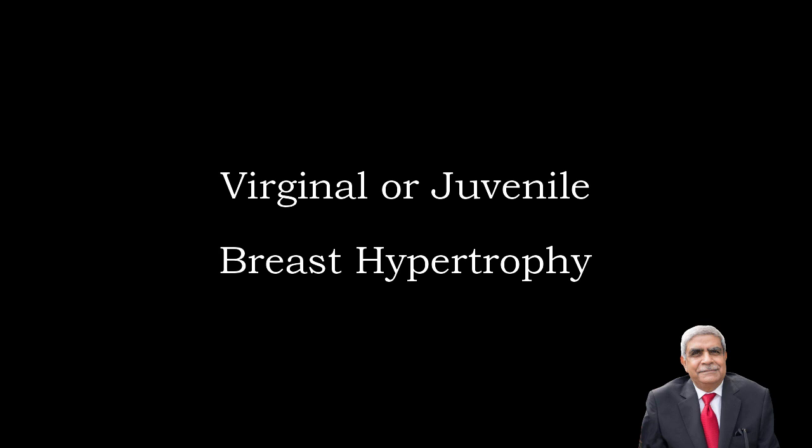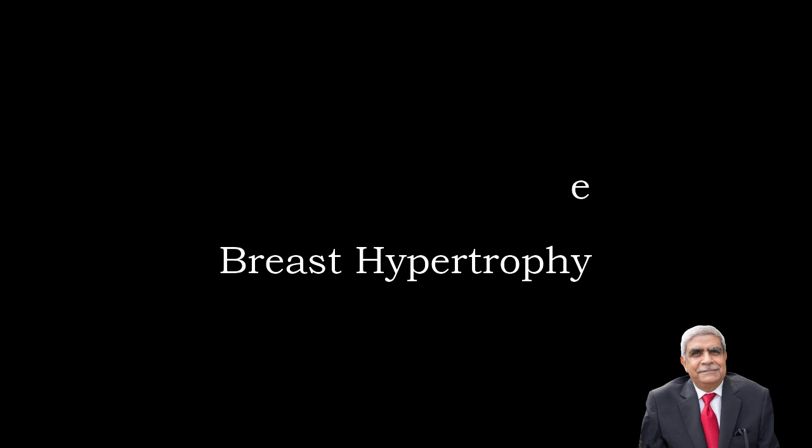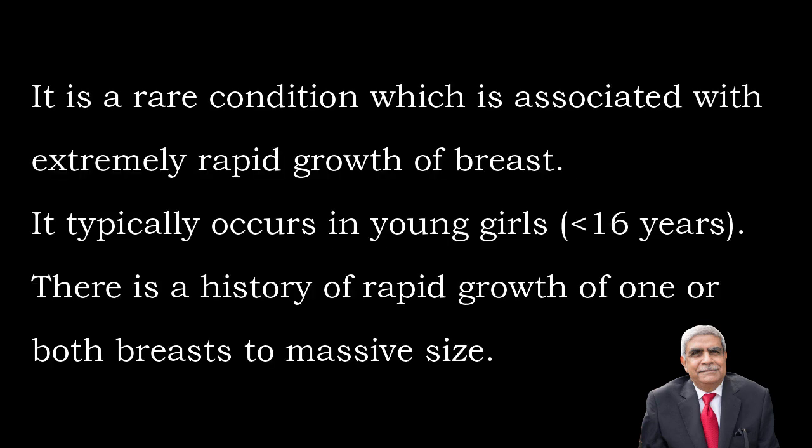Virginal or juvenile breast hypertrophy is a rare condition which is associated with extremely rapid growth of the breast. It typically occurs in young girls less than 16 years of age. There is a history of rapid growth of one or both breasts to massive size.